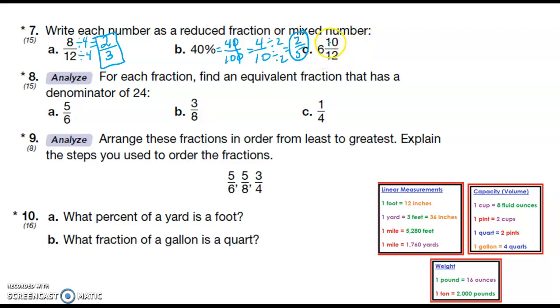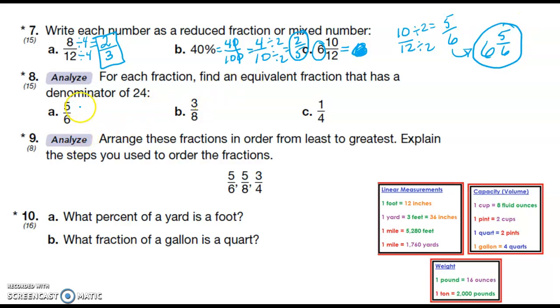And then C, I have 6 and 10/12. Now I don't want to lose this 6. Nothing's going to happen to it. It's just going to hang out here. Actually, why don't we not let it hang out there and we'll go ahead and reduce 10/12 and then bring the 6 back in. Let's see, 5 doesn't go into both of them. 6 doesn't. 2, maybe? Let's try 2. So 10 divided by 2 is 5. 12 divided by 2 is 6. So then I can bring this 6 and 5, 6. Don't forget your whole number with these mixed numbers.